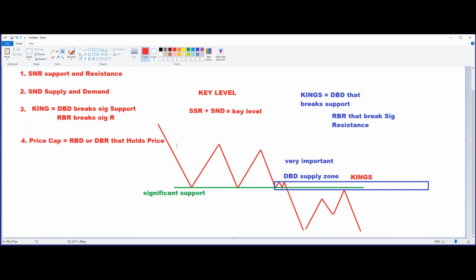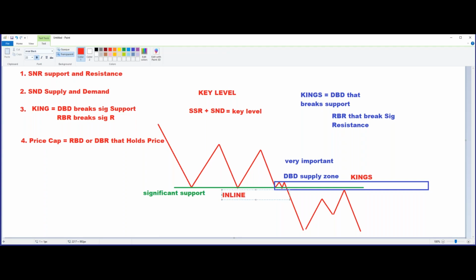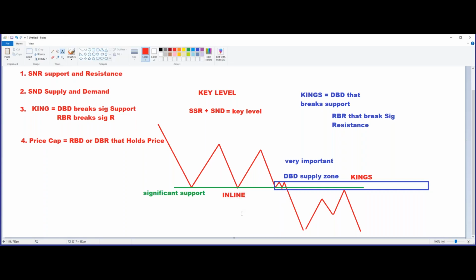So what if there are many drop-based drops? If there are many, we don't choose any one of them unless they are in line with SSR. The word in line is very important. You can see a lot of drop-based drops in the chart, but if there is no significant support behind the drop-based drop in line with it, we don't call it a king. A king is a drop-based drop that breaks significant support which is in line with it.